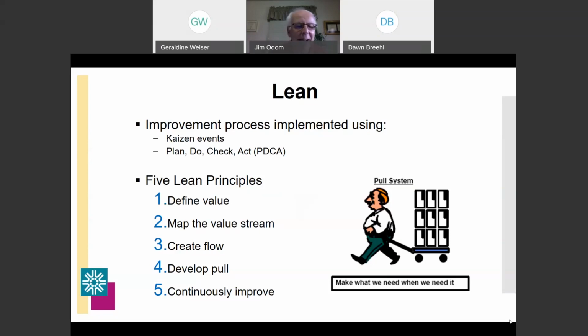Within that Kaizen event, we use another process called Plan, Do, Check, Act (PDCA). Plan, Do, Check, Act is basically you plan an activity, you do it, you check to see the results that you get from doing that activity, and then you act appropriately. You either implement that change permanently, or you look to see if there's some modification you need to make in order to make it work even better. So those are the two basic improvement activities for the lean process. We'll talk about a different process when we get to the Six Sigma side.